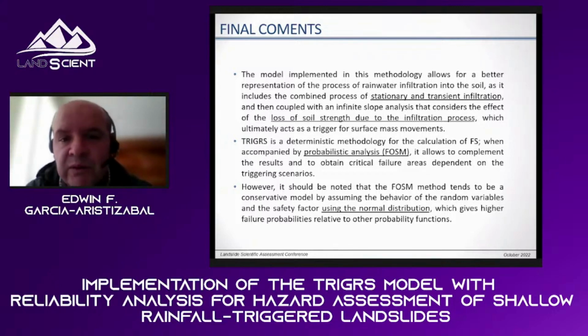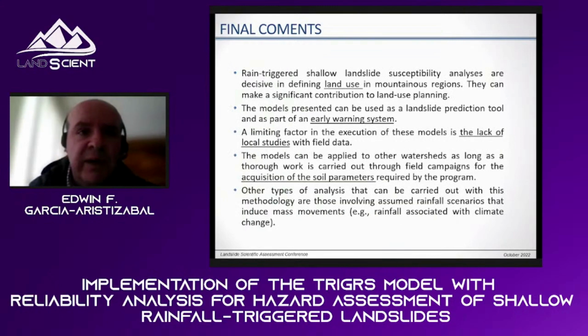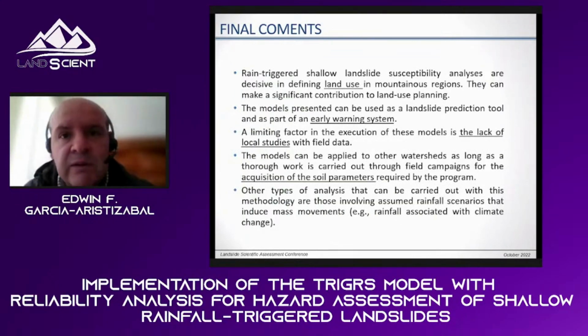However, it should be noted that the FOSM method tends to be a conservative model by assuming the behavior of the random variables and the safety factor using a normal distribution. This is a very simple model, so it is not possible to have different probability functions of the parameters we are using. Rain-triggered shallow landslide susceptibility analyses are decisive in defining land use in mountainous regions.